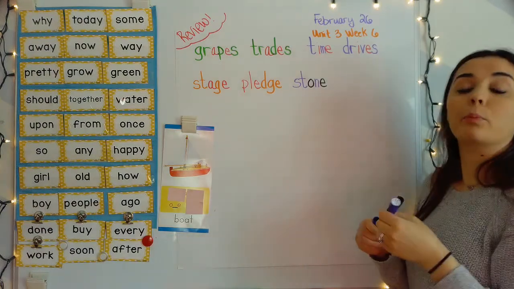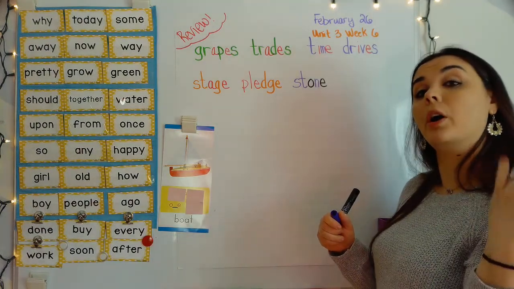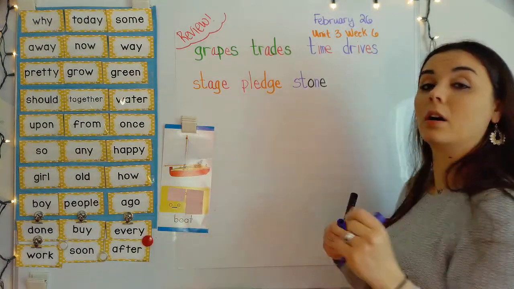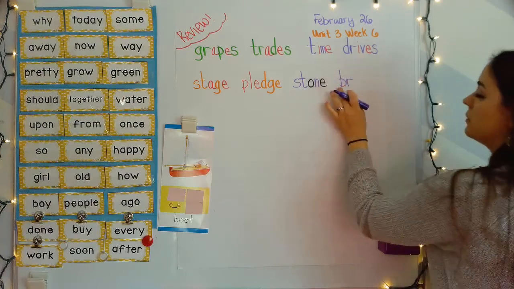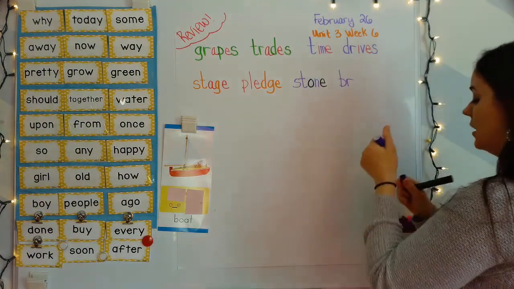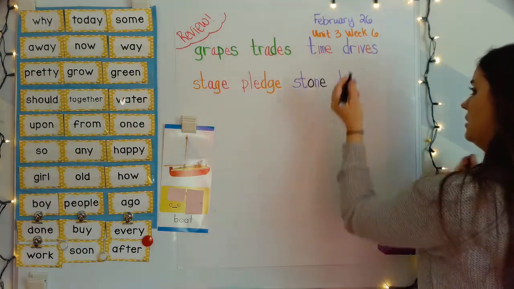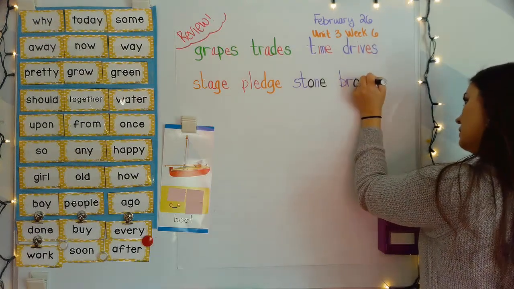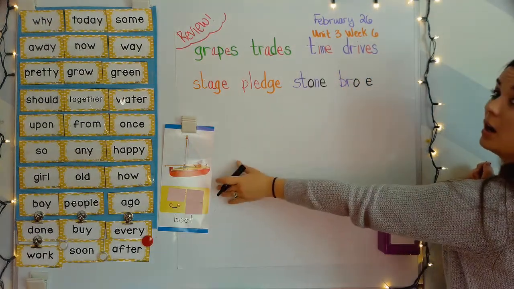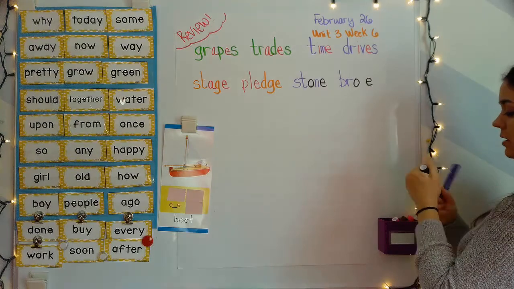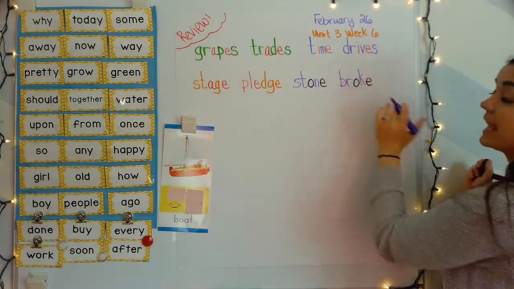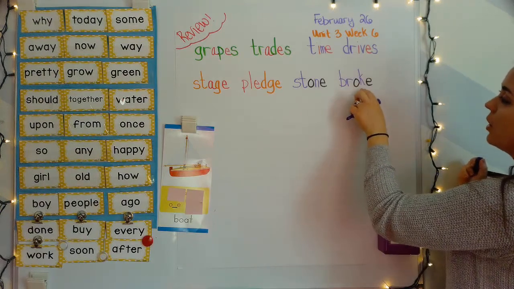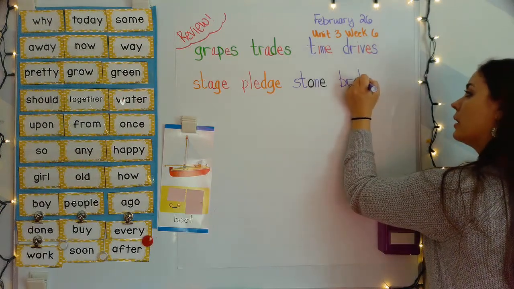Next word, broke. Your turn. Burr, O, k, broke. B-R, b-er, burr. O blank E, long O, burr, O. K says ka, burr, oak, broke.